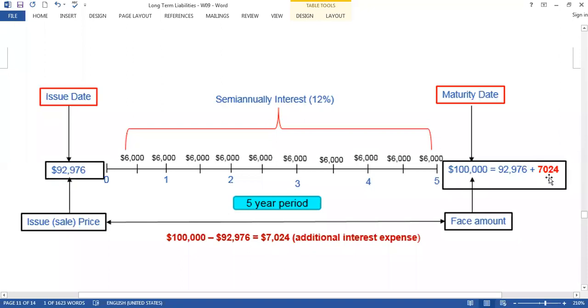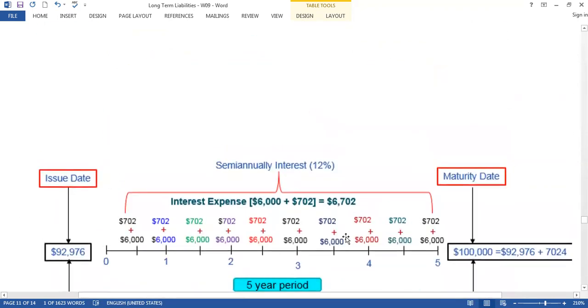The additional money here is called additional interest expense. Do you understand? Every year you are going to pay 6,000, 6,000, 6,000, right? And in addition, you are going to pay $7,024. This is the additional money you are going to pay. Because today you receive less money, you are going to pay more money in future, right? So this 7,024 is the additional interest expense. Currently this is your interest expense. In addition, you are going to pay more money. So don't forget this difference. This difference is called additional interest component. Clear?